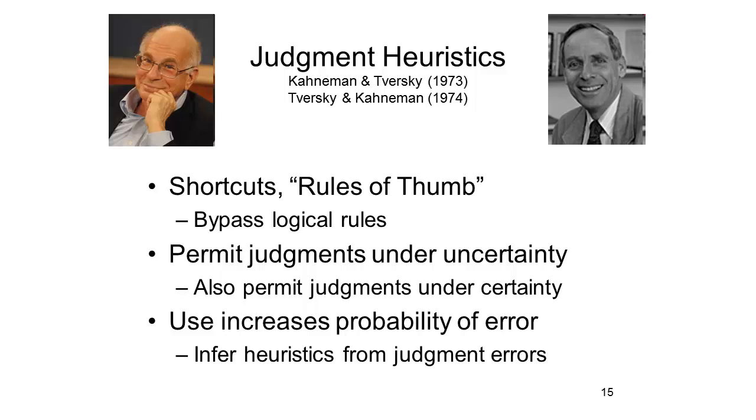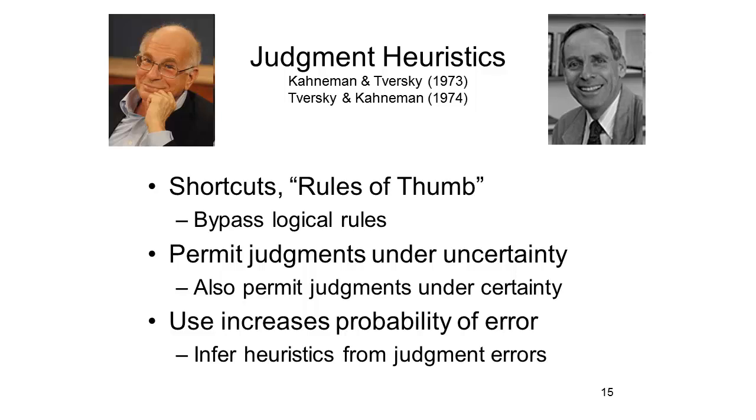Judgment heuristics are absolutely necessary for making judgments under conditions of uncertainty, but it turns out that people also use these heuristics when they make judgments under conditions of certainty, when the problem is well defined.